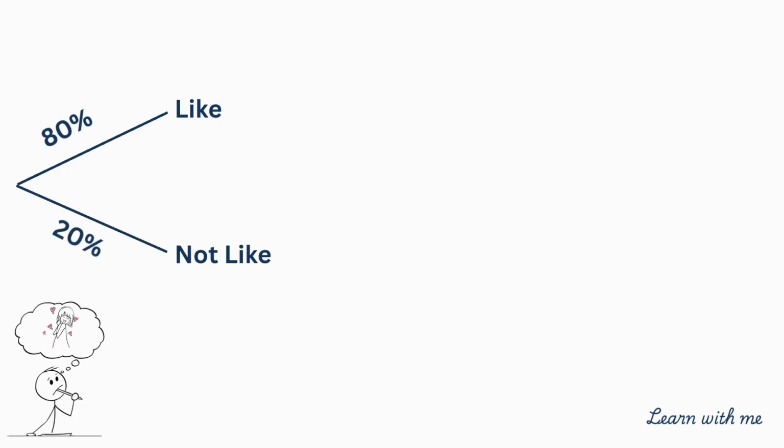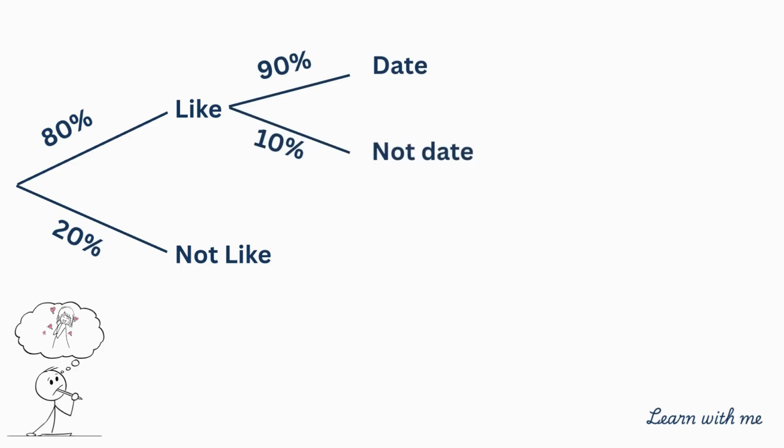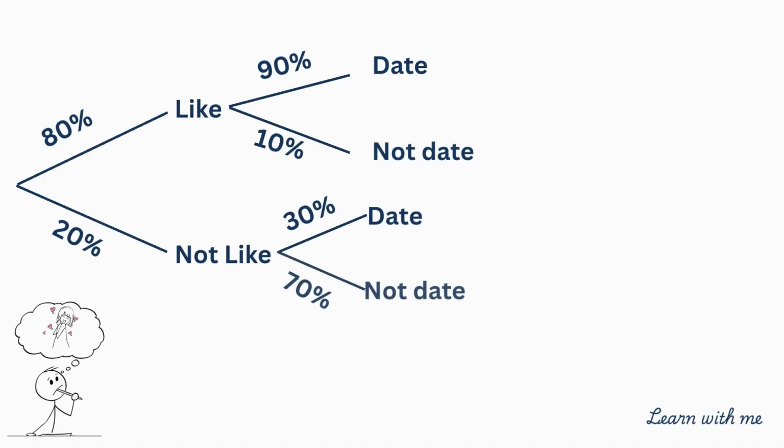Now, he considers what might happen if he asks her out. If she likes him, he believes there's a 90% chance she'll agree to the date and a 10% chance she won't. On the other hand, if she doesn't like him, he thinks there's still a 30% chance she might agree, maybe out of politeness, and a 70% chance she'll decline.